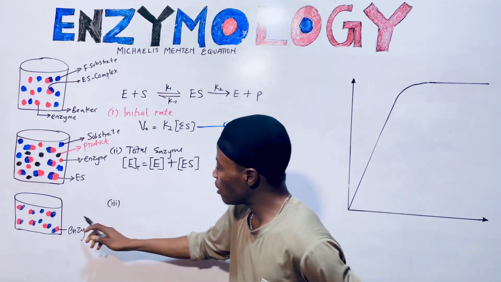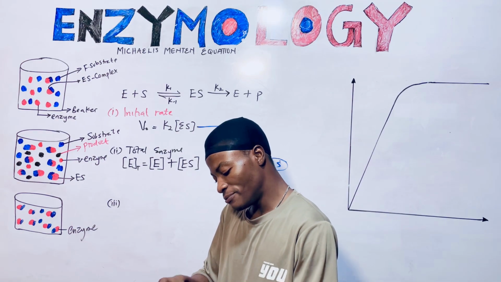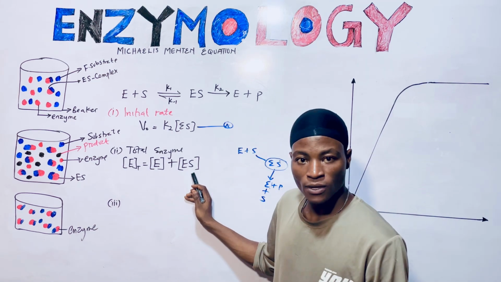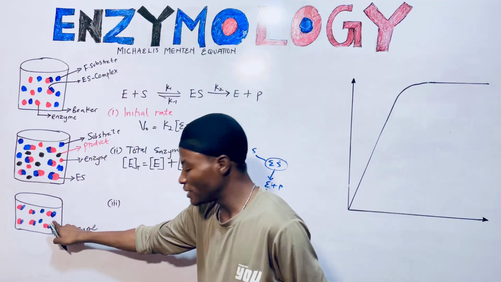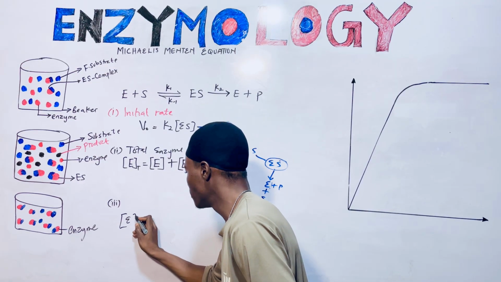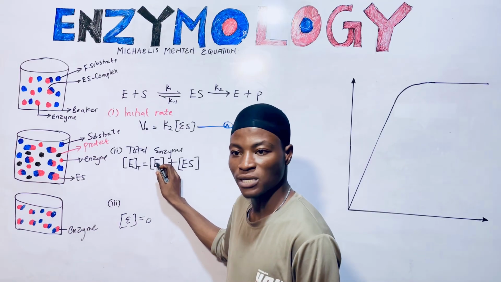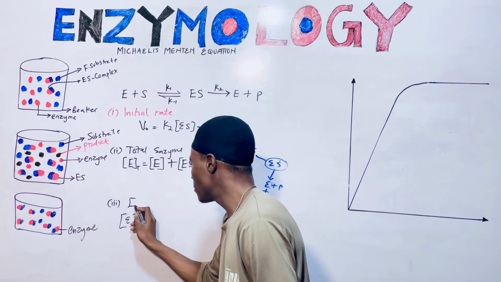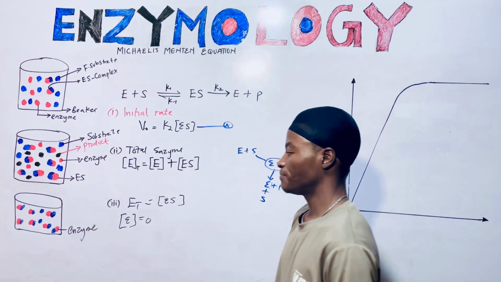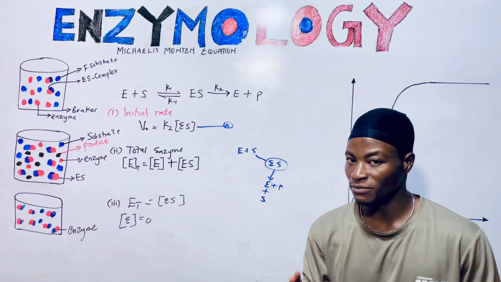So in that case, I'm no longer having any free enzyme. And if I'm not having free enzyme, what does that mean? It means this term is going to change. In this third beaker that you're seeing here, the concentration of the free enzyme is equal to 0. And if it is equal to 0, this is going to be 0. So that means our total enzyme here is going to be equal to the ES complex. So this is basically the theory formula that I'm going to use to derive the Michaelis-Menten equation.